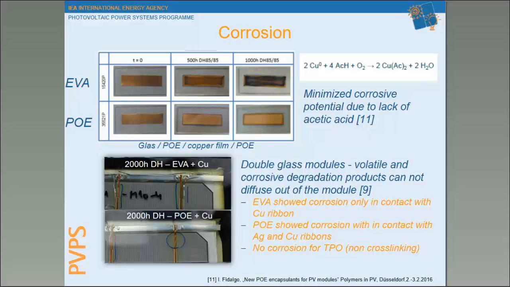Corrosion. Here again, we see the influence of acetic acid on corrosion of materials. In the first picture, you see copper stripes that were laminated in an EVA and in a so-called polyolefin elastomer. That's a material that gets cross-linked like EVA but doesn't have this vinyl acetate group. And here we see that just by leaving out the vinyl acetate, no acetic acid can be formed, and so we actually minimize the corrosive potential.